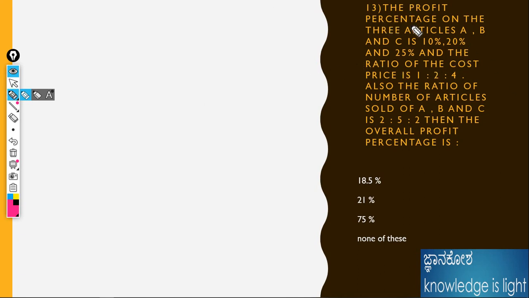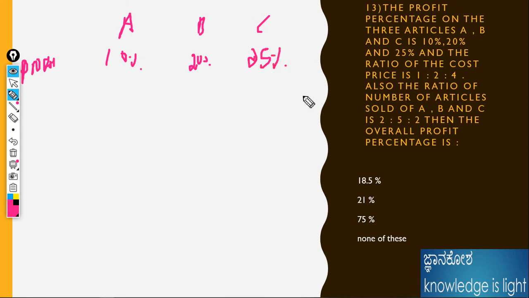The percentage profit on the three articles A, B, C is 10%, 20%, 25%. In the given question, three articles are there, A, B, C, and the profit is 10%, 20% and 25%.